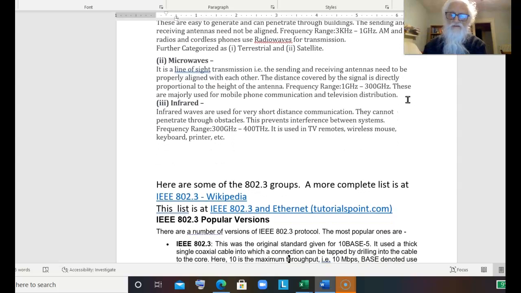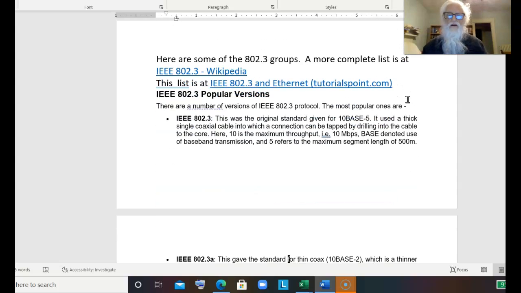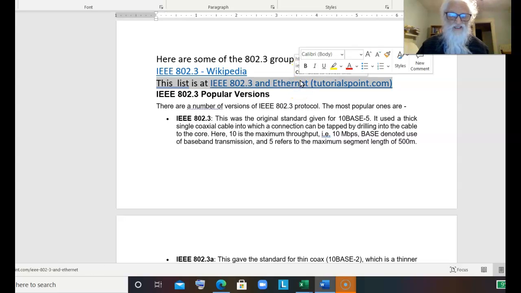Now, there's a huge number of groups in 802.3. 802.3 is the Ethernet's actual description as it's used in the OSI model. It differs slightly from the official Ethernet, but it's slight. Now, let's look at what I have here on this one.